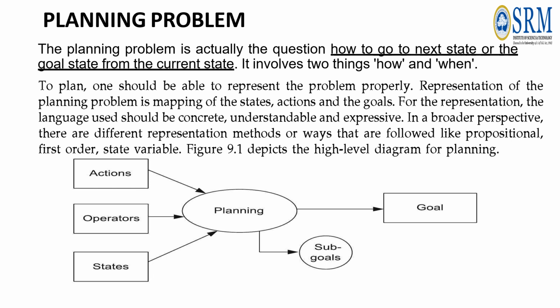So the diagram exactly represents how we are going to focus on it. Before going to planning, we are just going to have the action, what type of operator, and what are the states that will be available. So based on the planning, these different types of problems will occur, and we are just going to achieve the goal. If it is of sub goals, we are just going to assume a partial one, and from that we can extend and reach the goal. So these are about the planning problem.